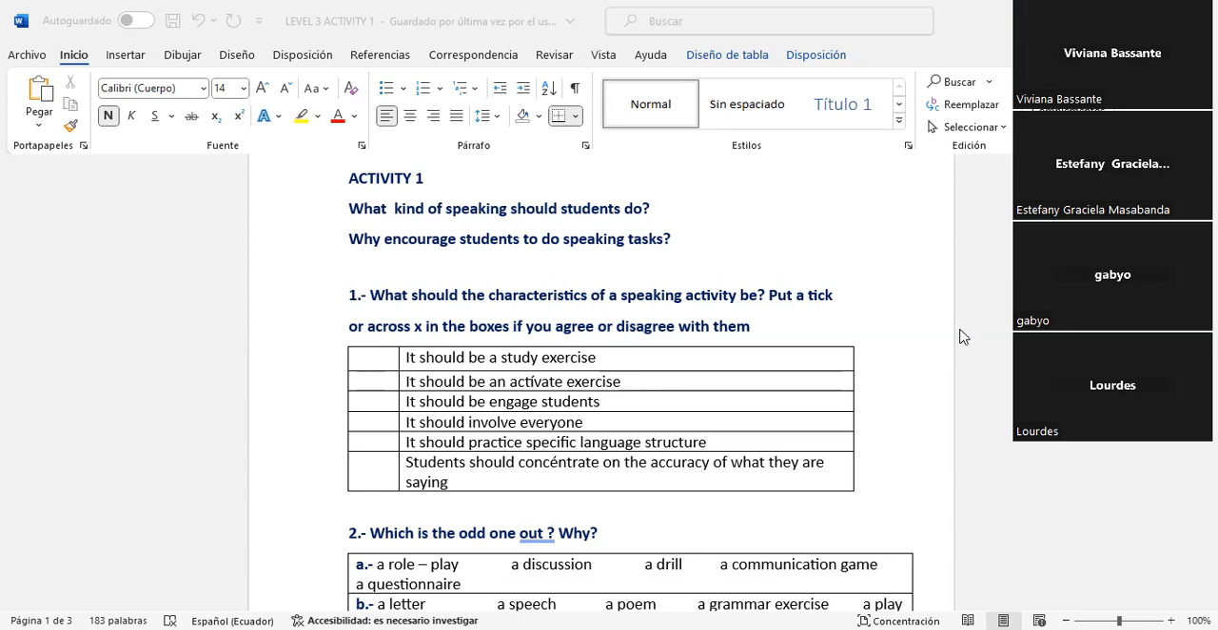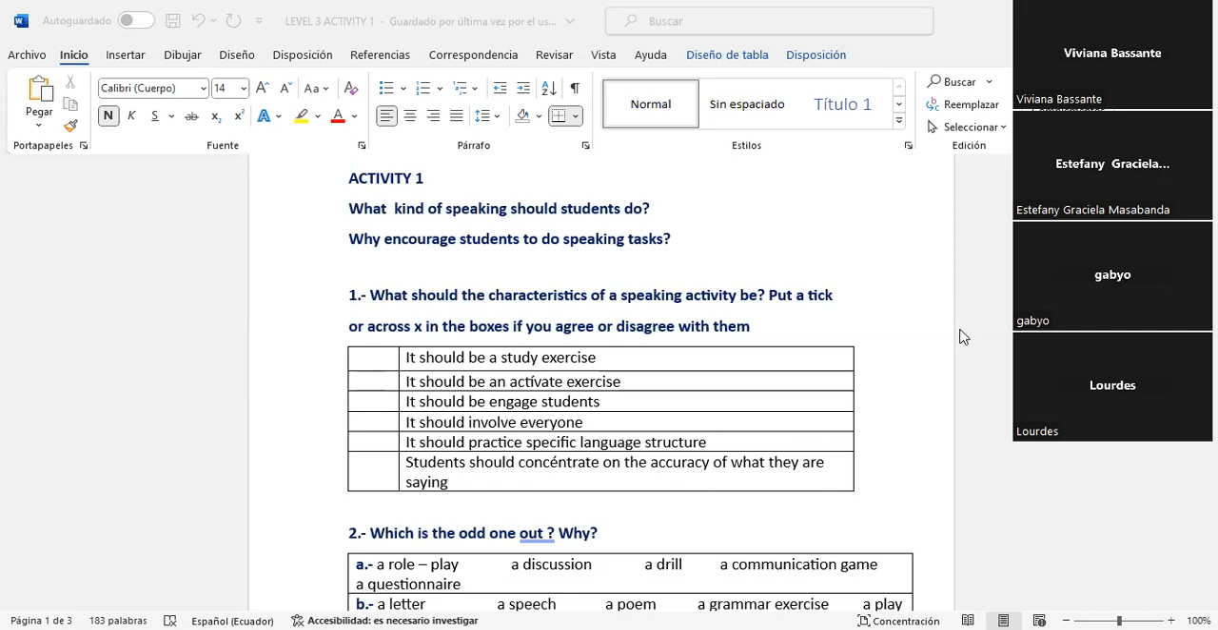Why encourage a student to do a speaking task? Students have to be encouraged to do a speaking task because in that part they have to learn to talk in many situations and not only be limited to answering yes or no. Very good comment, Brian. Try not to ask yes/no questions; ask open questions in order to encourage the students.